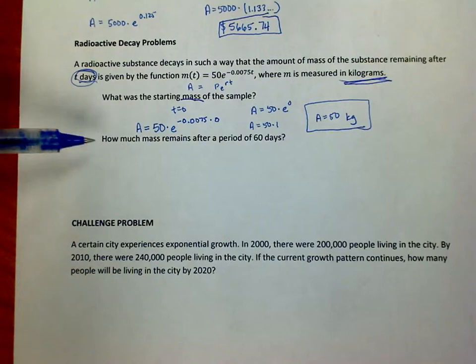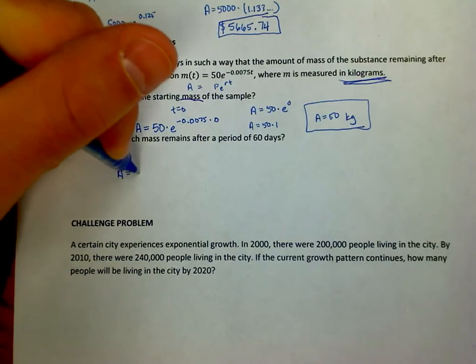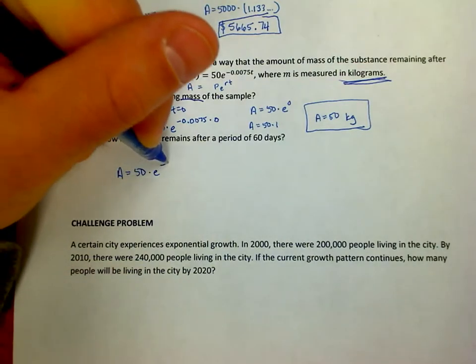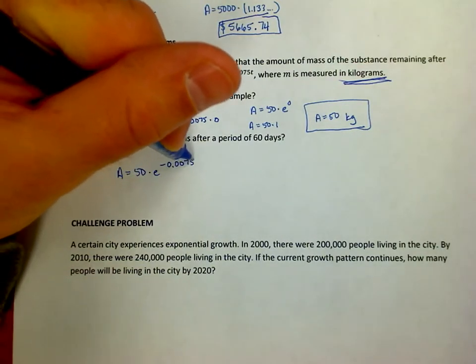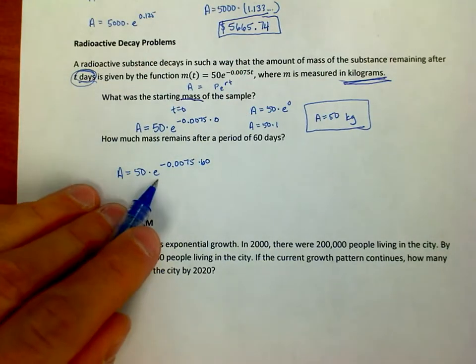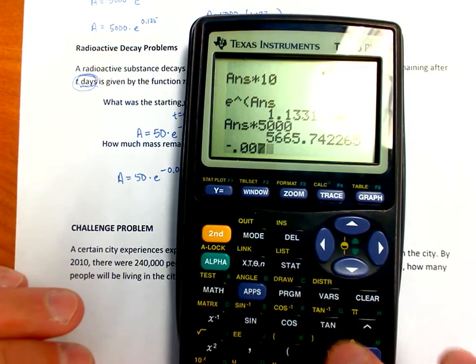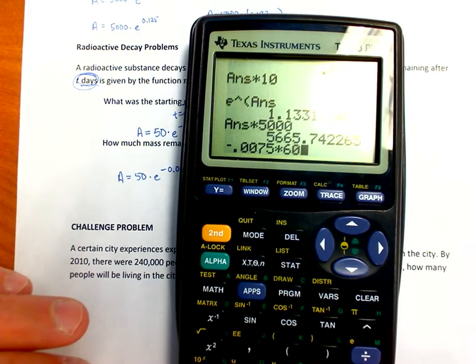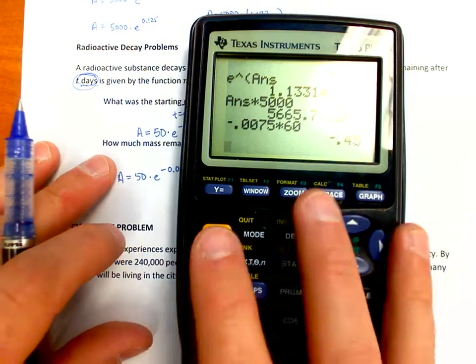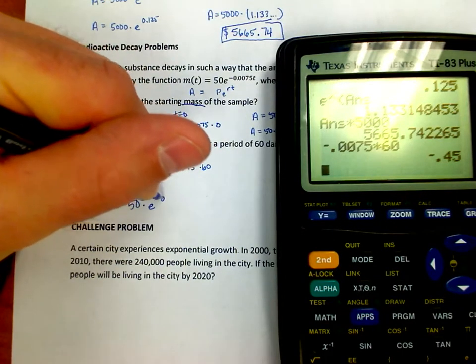The second question just says, how much remains after 60 days? That means that t is now going to be a 60. So A is equal to 50 times e to the negative 0.0075 times 60. The only thing being raised to the power is the e. So on my calculator, I'm going to go negative 0.0075 times 60. Okay, so I have 50 times e to the negative 0.45.